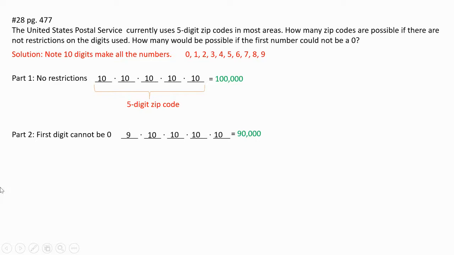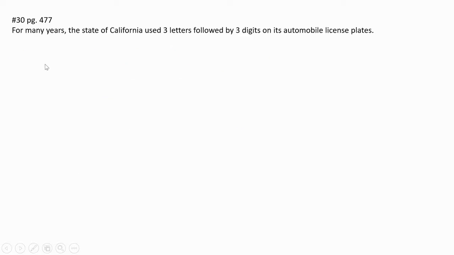I believe in some of the homeworks, they're also talking about license plates and stuff like that. Well, I mean, here they are, here, number 30.